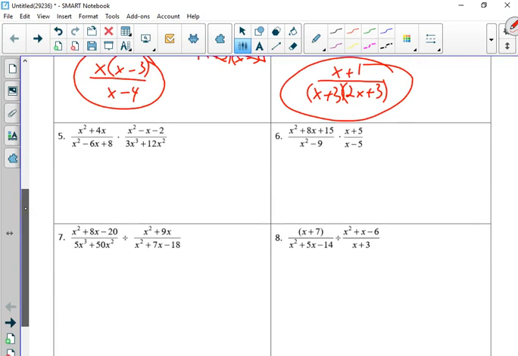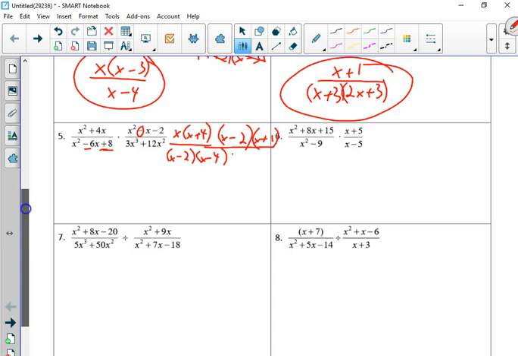Number 5, I'm going to pull out a GCF of x and get x plus 4. At the bottom, I'm going to factor this into two parentheses, x and x. I need two numbers that multiply to 8 and add up to negative 6. That's negative 2 and negative 4. And then over here, x and x. Two numbers that multiply to give me 2, 2 and 1. I need more negatives, so negative 2 and positive 1.